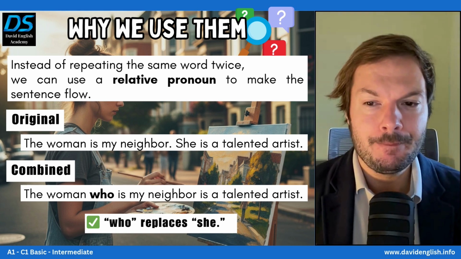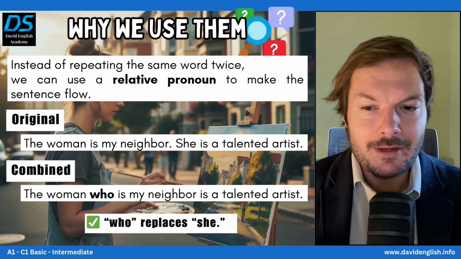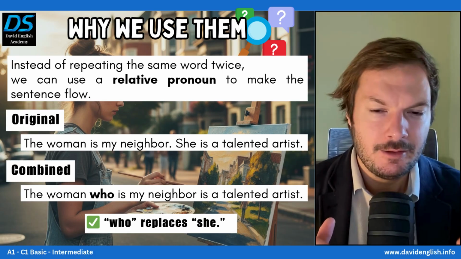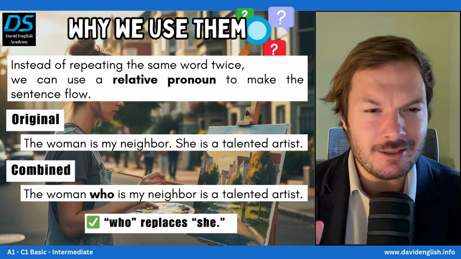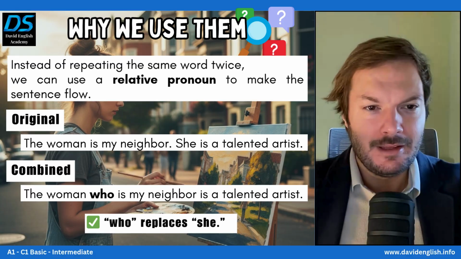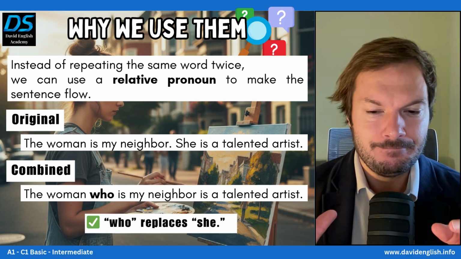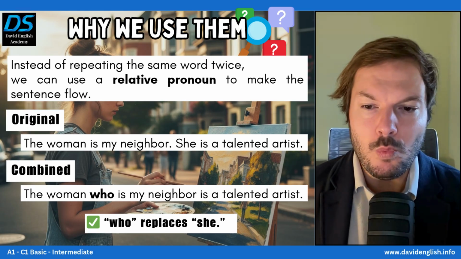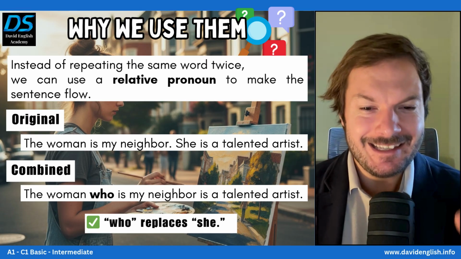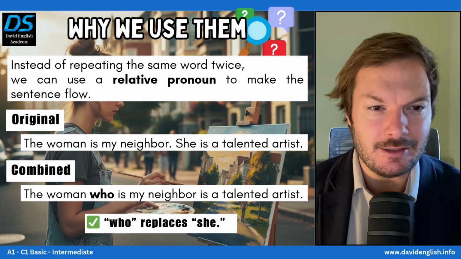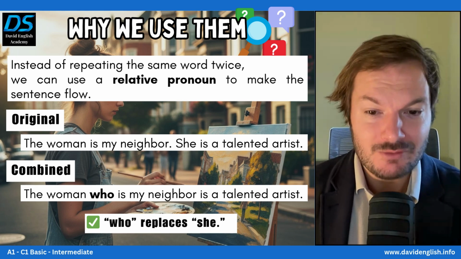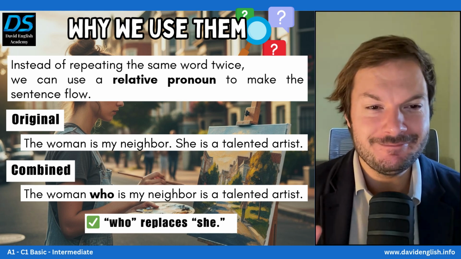The original. The woman is my neighbor. She is a talented artist. Two sentences. Let's combine them. The woman who is my neighbor is a talented artist. So notice that who replaces she.